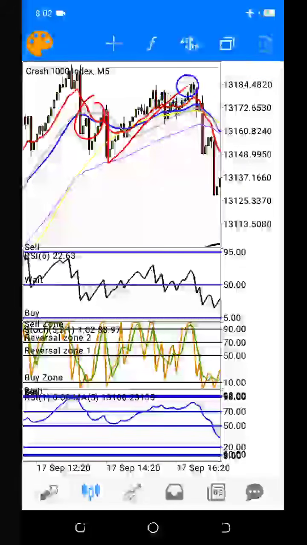It went up again. Now, there cannot be a cross in M15 if there was no cross in M5. I want to say that again. There can't be a cross in M15 if there was no cross in M5. There can't be a cross in M30 if there was no cross in M15. There can't be a cross in H1 if there was no cross in M30. There can't be a cross in H4 if you didn't first see the cross in H1.